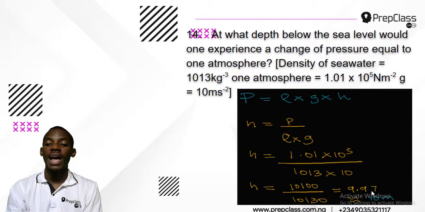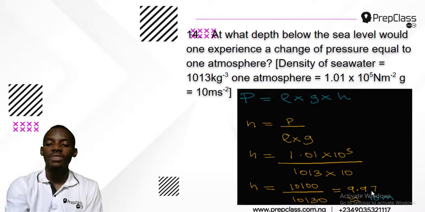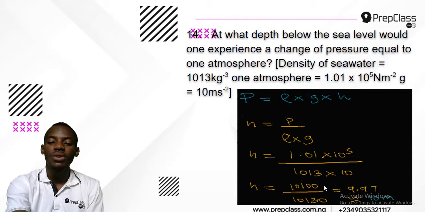It is 9.97. Actually, this is supposed to be not 10,100. There's a mistake here. It should have been 101,000. That means there's an extra zero behind this working, which I did not include in this question.